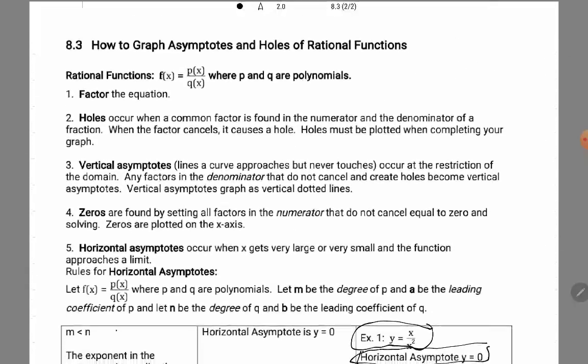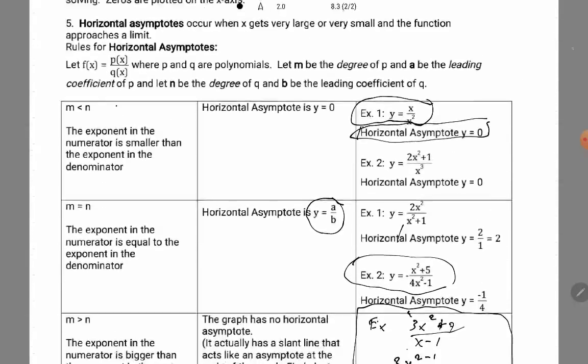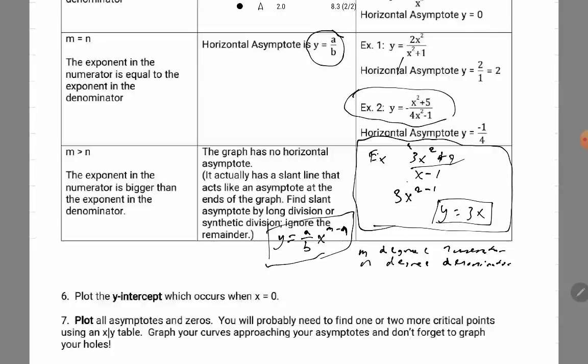Hopefully this is not too confusing. I know it's the whole holes thing, the horizontal asymptote, which situation, especially this last equation here. That's rough.